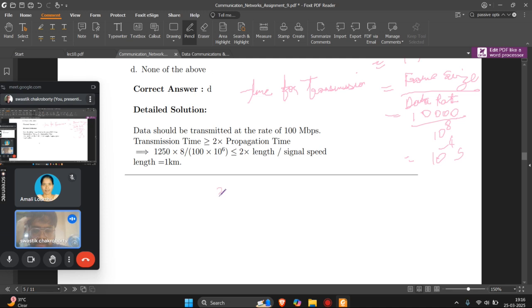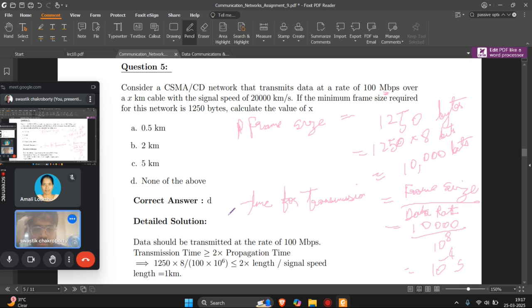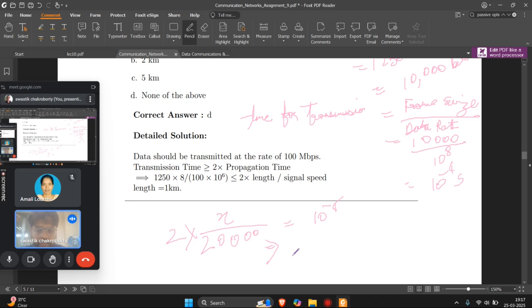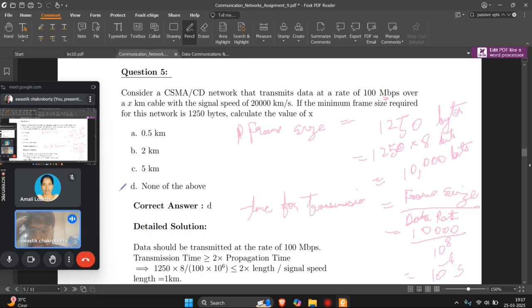So an x kilometer cable, with the signal traveling at 20,000 kilometers per second. Now you need to account for the round trip. So 2 into x by 20,000 equals 10 to the minus 4, because there will be a round trip, because the acknowledgement also has to come back for a particular signal to be transmitted successfully. So whatever the distance by time you get, you have to multiply by 2, because the signal has to travel twice for one successful transmission. So you cancel 2 here, and 10 to the power 4 with 10 to the power minus 4. So x is 1. It is simply 1 kilometer. Again, 1 is not one of the options, so you will just choose none of the above.